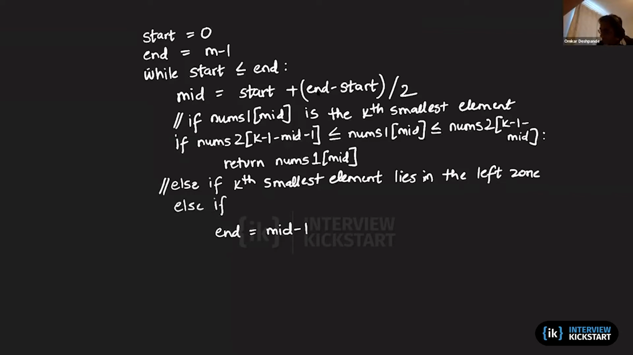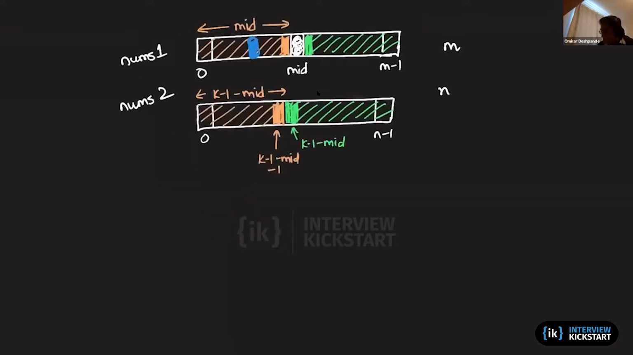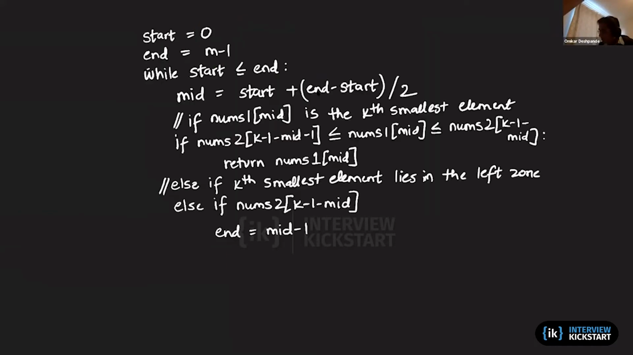Else, if this value nums2 of k minus 1 minus mid, which visually is equal to this green value we are looking at in this diagram, happens to be smaller than my value instead of being bigger, greater than or equal to, then the kth smallest element must lie somewhere to the left of my value. And so I would move end to mid minus 1.